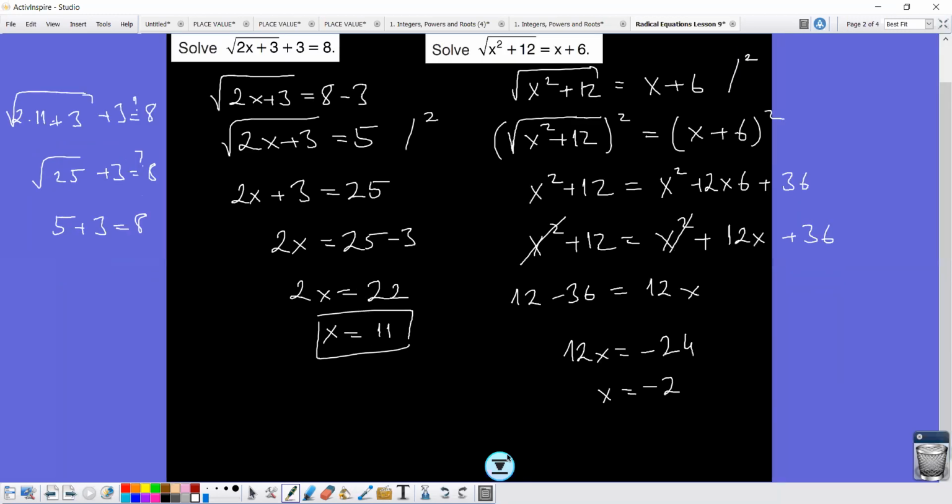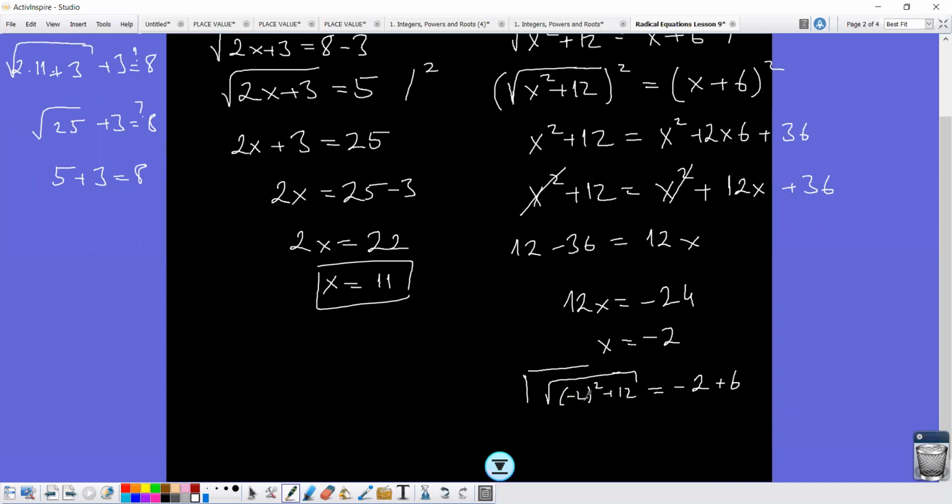Let's check if it's correct. We have the root of x squared, which is minus 2 squared, plus 12, is equal to minus 2 plus 6. Here, minus 2 squared is 4, plus 12, 4 plus 12 is 16. So we have the root of 16 is equal to 4. So it's okay. Our solution is minus 2.